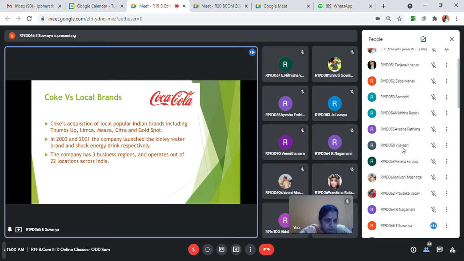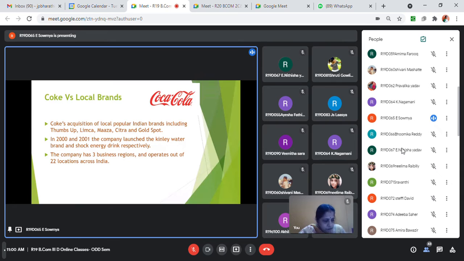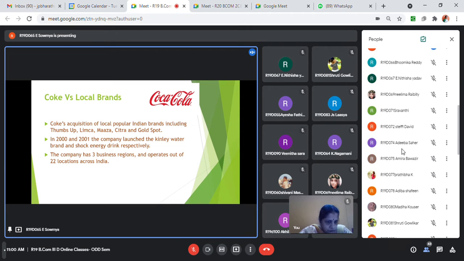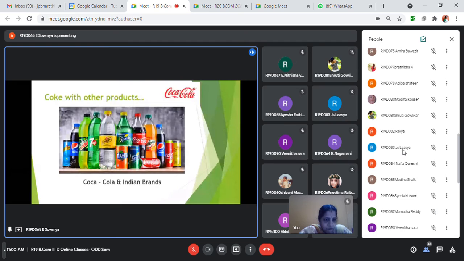Coke versus local brands. Coke's acquisition of local popular Indian brands including Thums Up, Limca, Maaza, Citra, and Gold Spot. In 2000 and 2001, the company launched the Kinley water brand and Shock energy drink respectively. The company has 3 business regions and operates out of 22 locations across India. Coke with other products, Coca-Cola and other Indian brands.